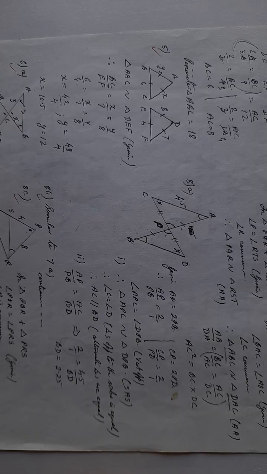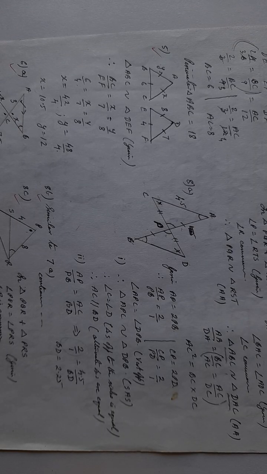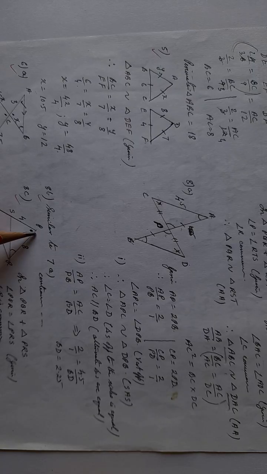8B is similar to 7A. Check it out, please. 8C. I've done 8C over there. Now 8C you have again in the figure given below, angle that and that. Prove that PQR and PRS. PQR and PRS. This angle equals this angle, and this is common.